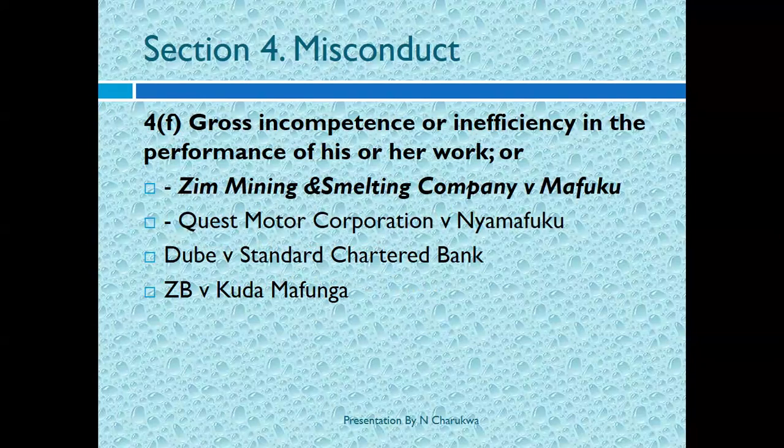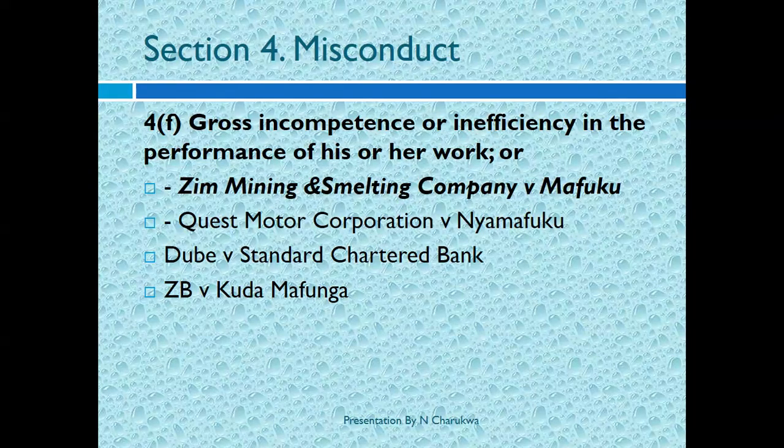Now, here when you look at gross incompetence, incompetence on its own is not a dismissible offense. In fact, incompetence is a training indicator. It is grounds for training. If somebody is incompetent in a particular area, send them for training so that they become competent in that area. Okay. So incompetence on its own, it's not an offense. However, when it becomes gross, that's when it becomes a dismissible offense.